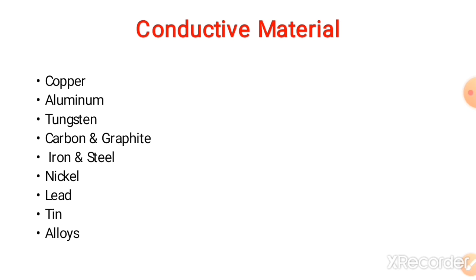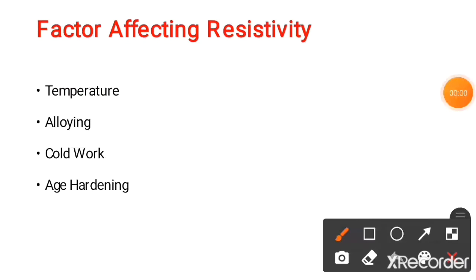The aluminum conductors are not easily solderable, but it is solderable with the help of fluxes. The mechanical clamping and screwing method have also been developed. Next point is factors affecting resistivity. There are 4 factors which are affecting resistivity.